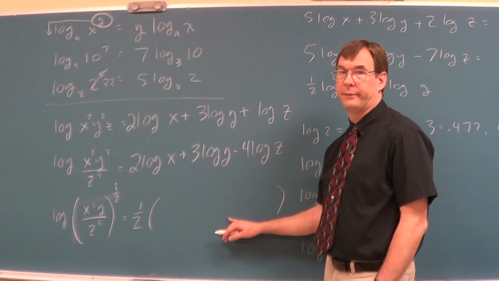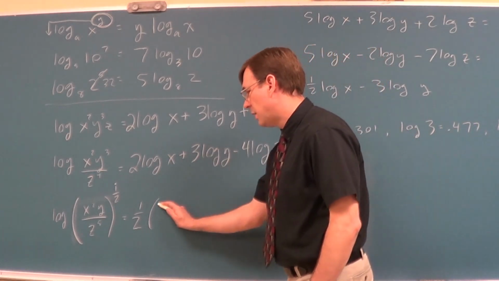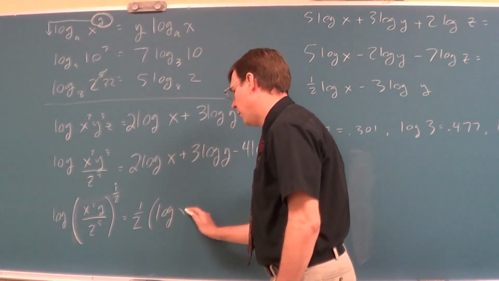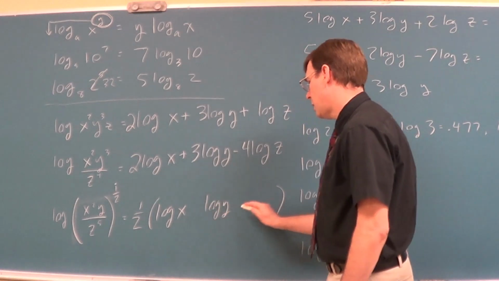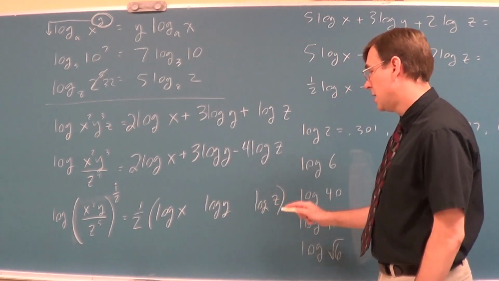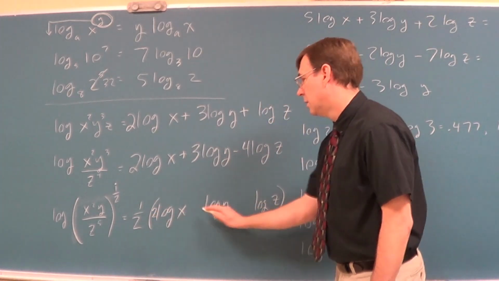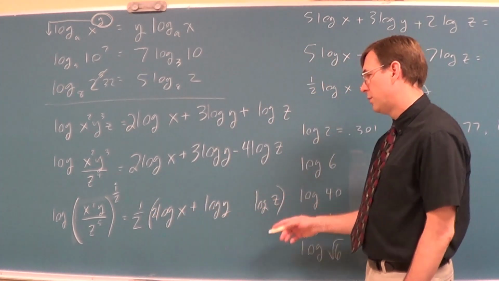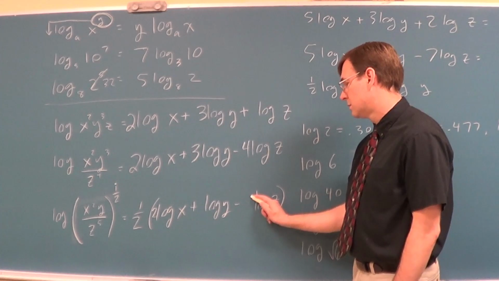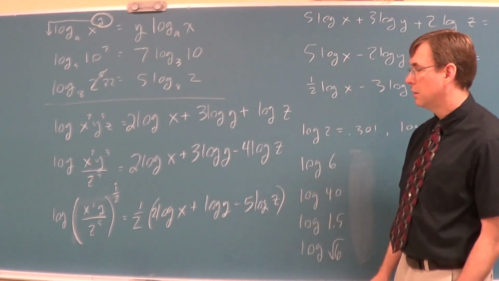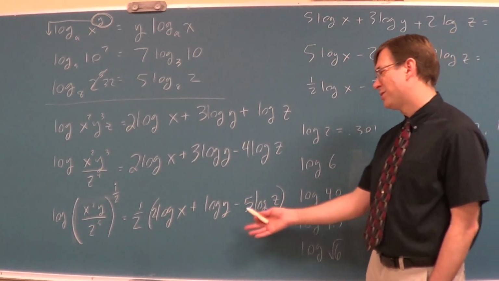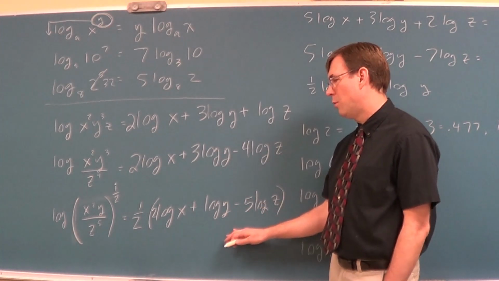So how many logs do I have? 3. 1 with x, 1 with y, 1 with z. 2 with the x, plus nothing to do with the y, minus 5 with the z, call it a day. We could distribute if we wanted to, but I don't see why we wouldn't.